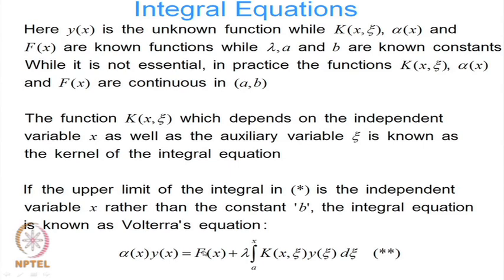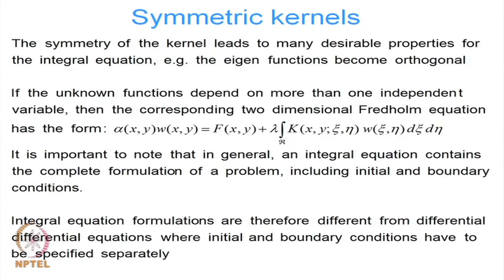In case there is more than one independent variable, it is also possible to have integral equations with more than one independent variable. For instance, if we have a two-dimensional Fredholm equation, then it is of this form. You can see in addition to x, there is another independent variable y.